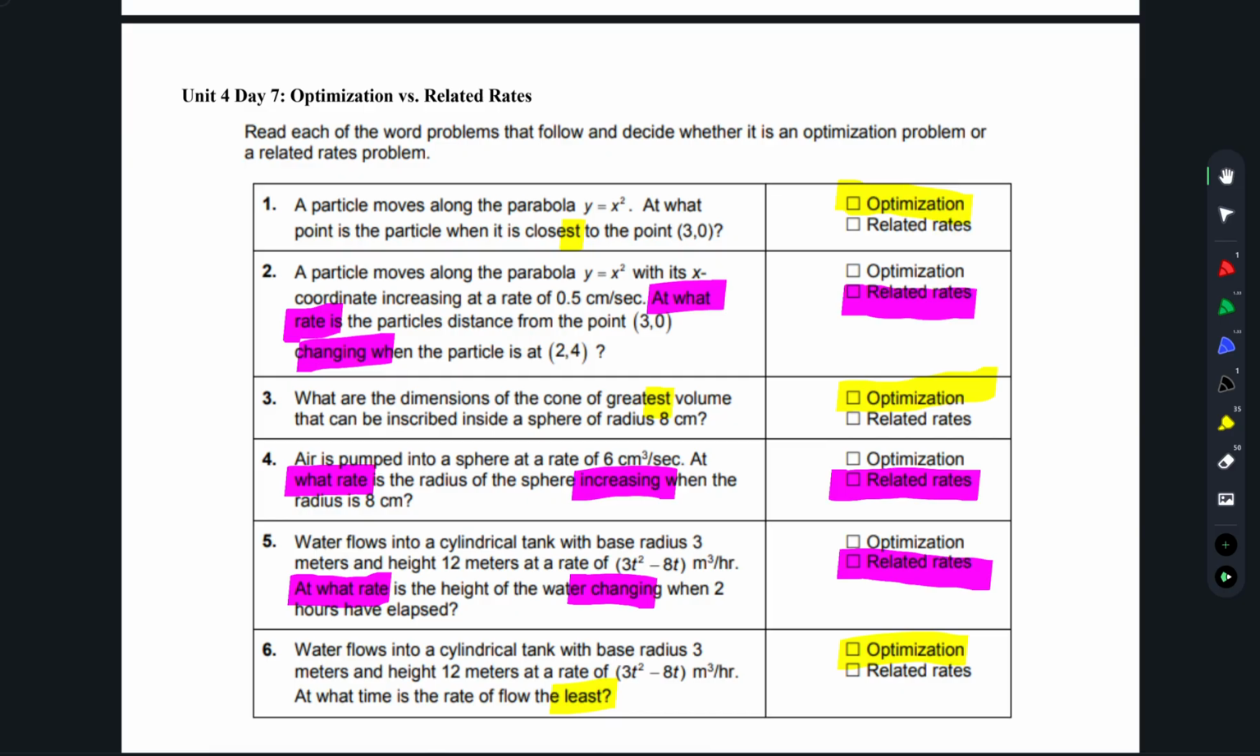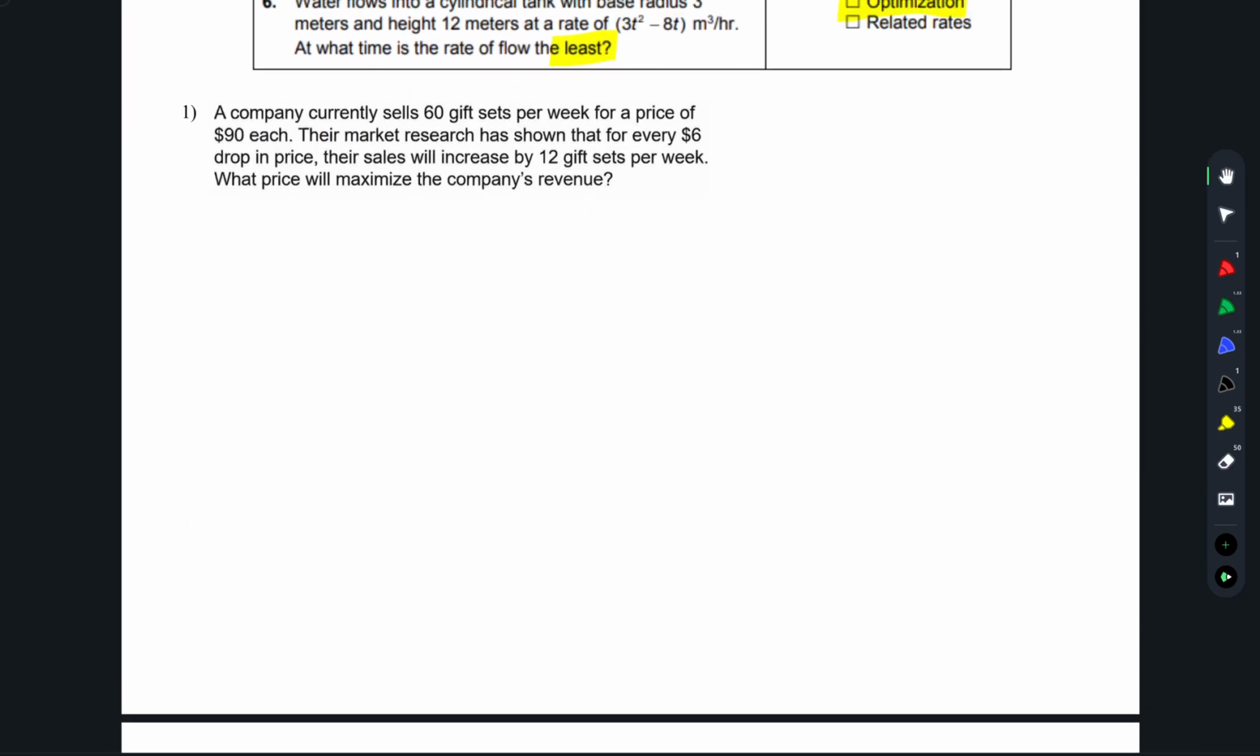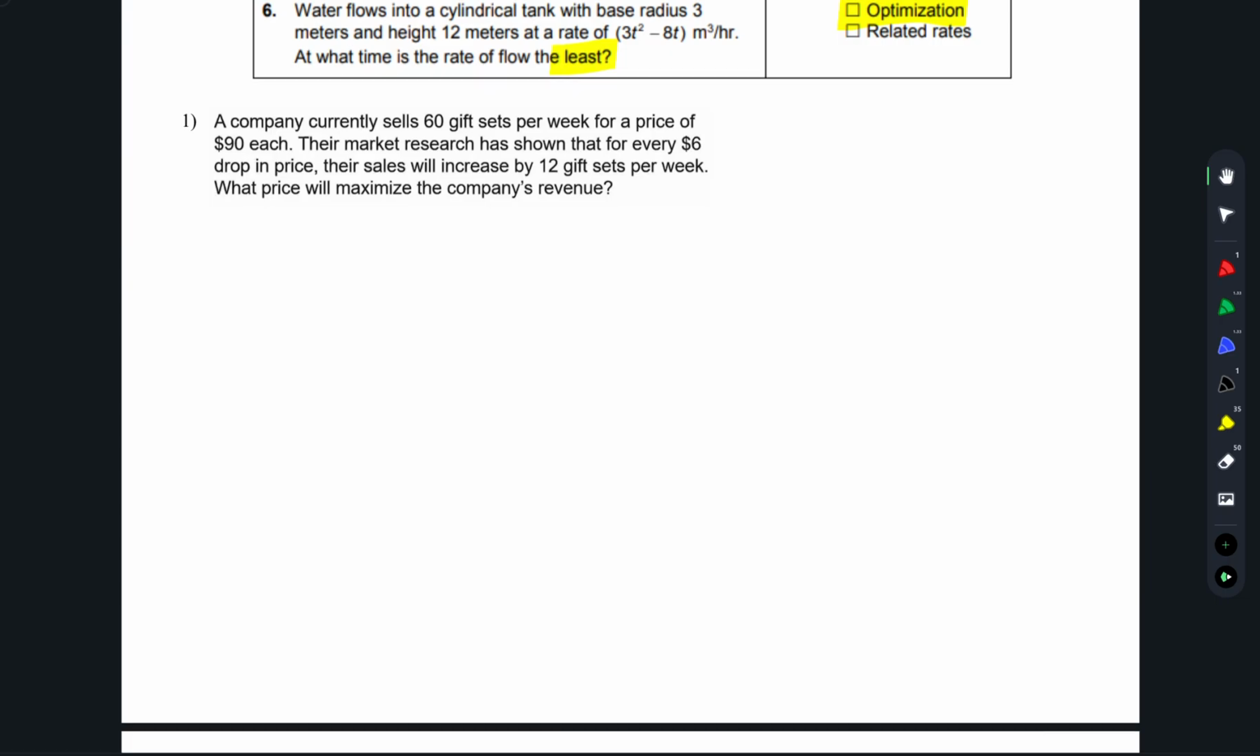So I've tried to find weird ones for you. Okay, excited? This one I've been seeing on multiple choice lately. A company sells 60 gift sets per week for a price of $90 each. Their market research has shown that for every $6 drop in price, their sales will increase by 12 gift sets per week. At what price will maximize the company's revenue?